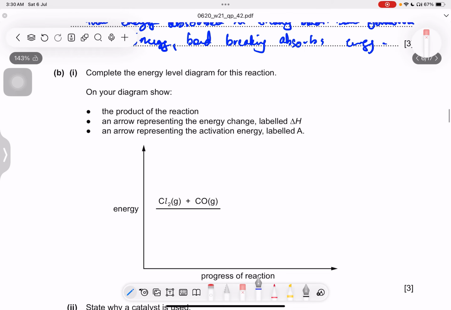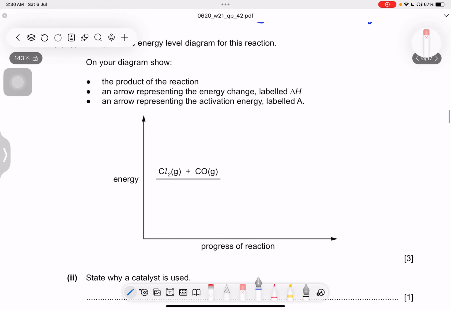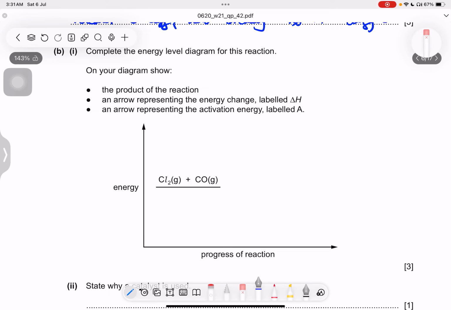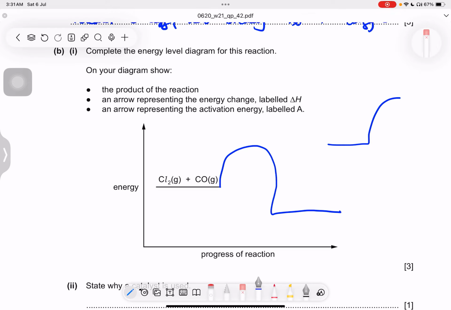Okay. Complete the energy level diagram for this reaction. On your diagram, show the product of the reaction. An arrow representing the energy change labeled delta H. An arrow representing the activation energy labeled A. Okay, so over here we have the reactants. And we know that this is exothermic. So exothermic is drawn like this. Endothermic is drawn like this.